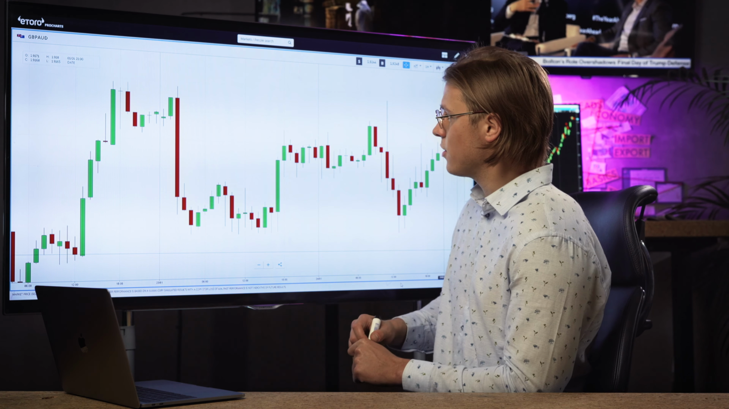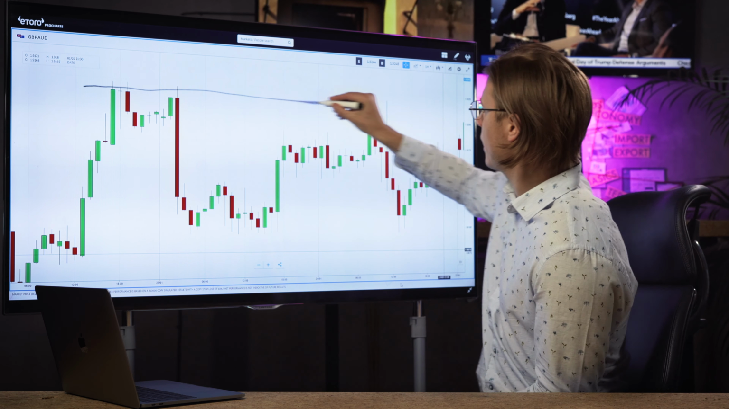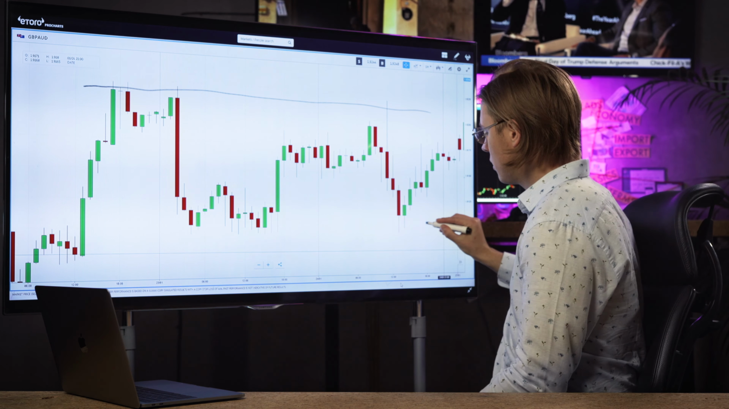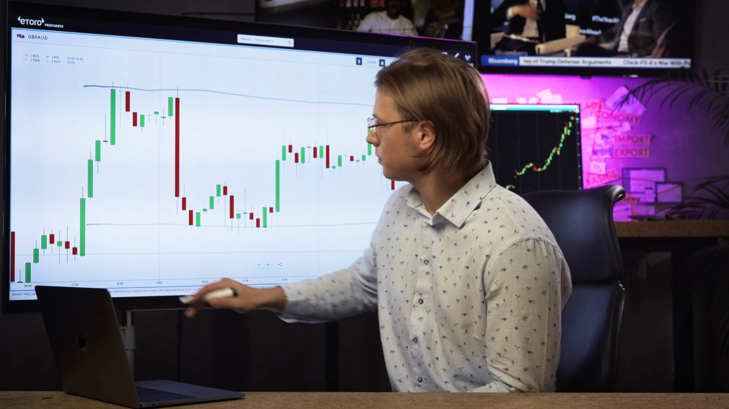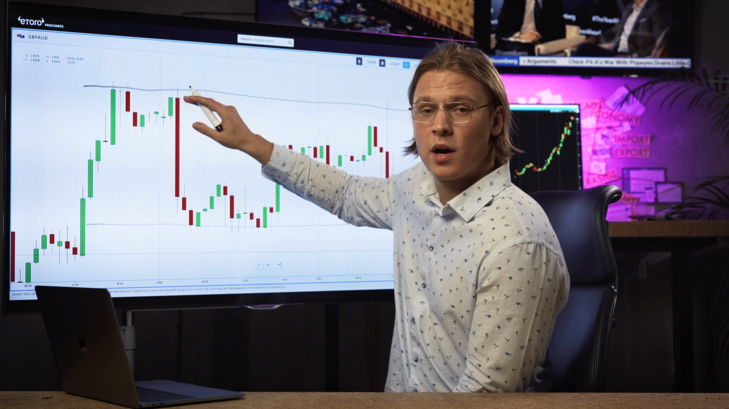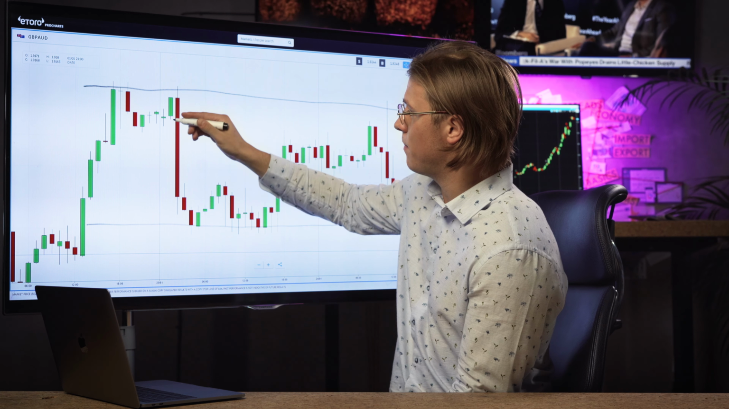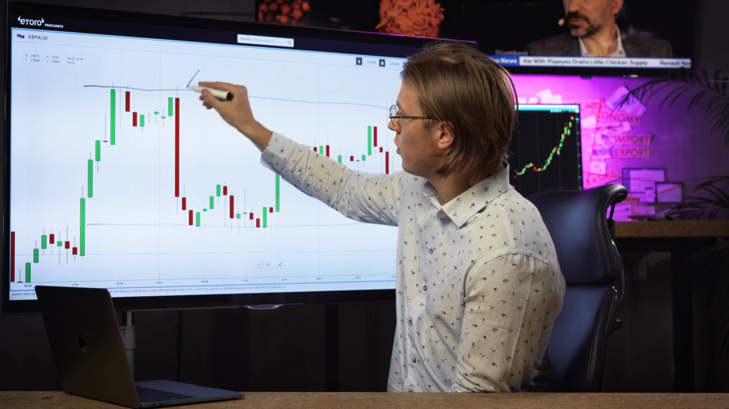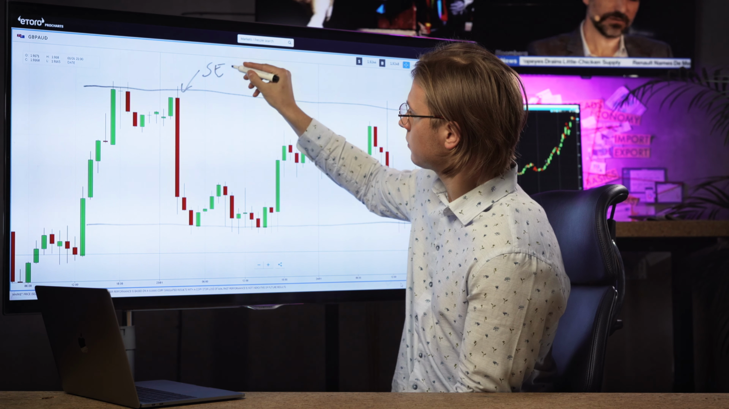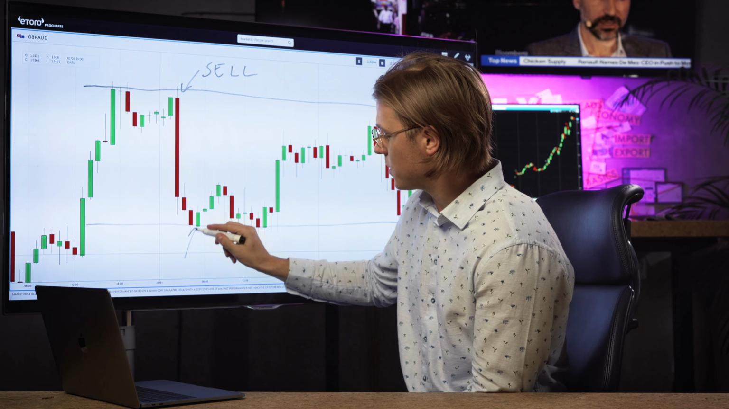First things first, we mark the significant support and resistance levels. So if we take a look at this chart, we can see that the price clearly struggled to break above this level and it struggled to break below this level here. So when the price approaches this level, we wait for the price to reach this region, and as it bounces off, we take our position. So if it bounces off the resistance level, we open a sell position here. And if it bounces off the support level, we open a buy position here.